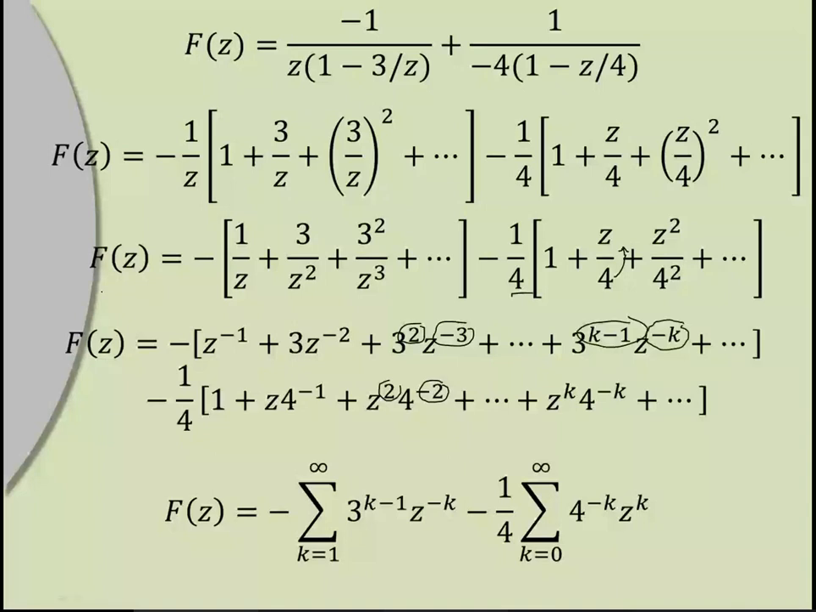Check for which value of k it gives us the first term. It gives us the first term when k is 1, because z raised to minus 1 is the term we want, and when we put k equal to 1, it becomes 3 raised to 1 minus 1, that is 3 raised to 0. So the first term we get for k equal to 1. Second term we get for k equal to 2. Third term we get for k equal to 3. So k is taking values from 1 to infinity.